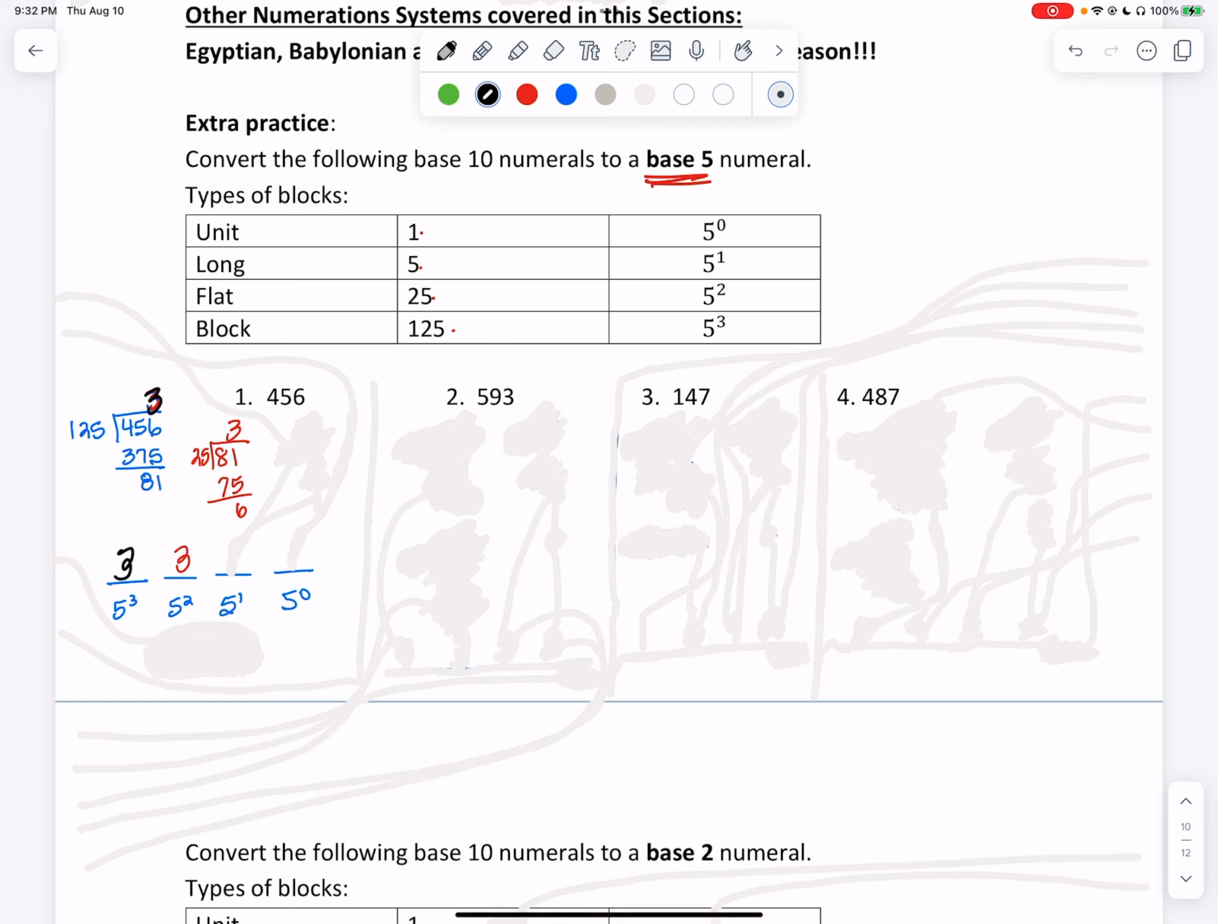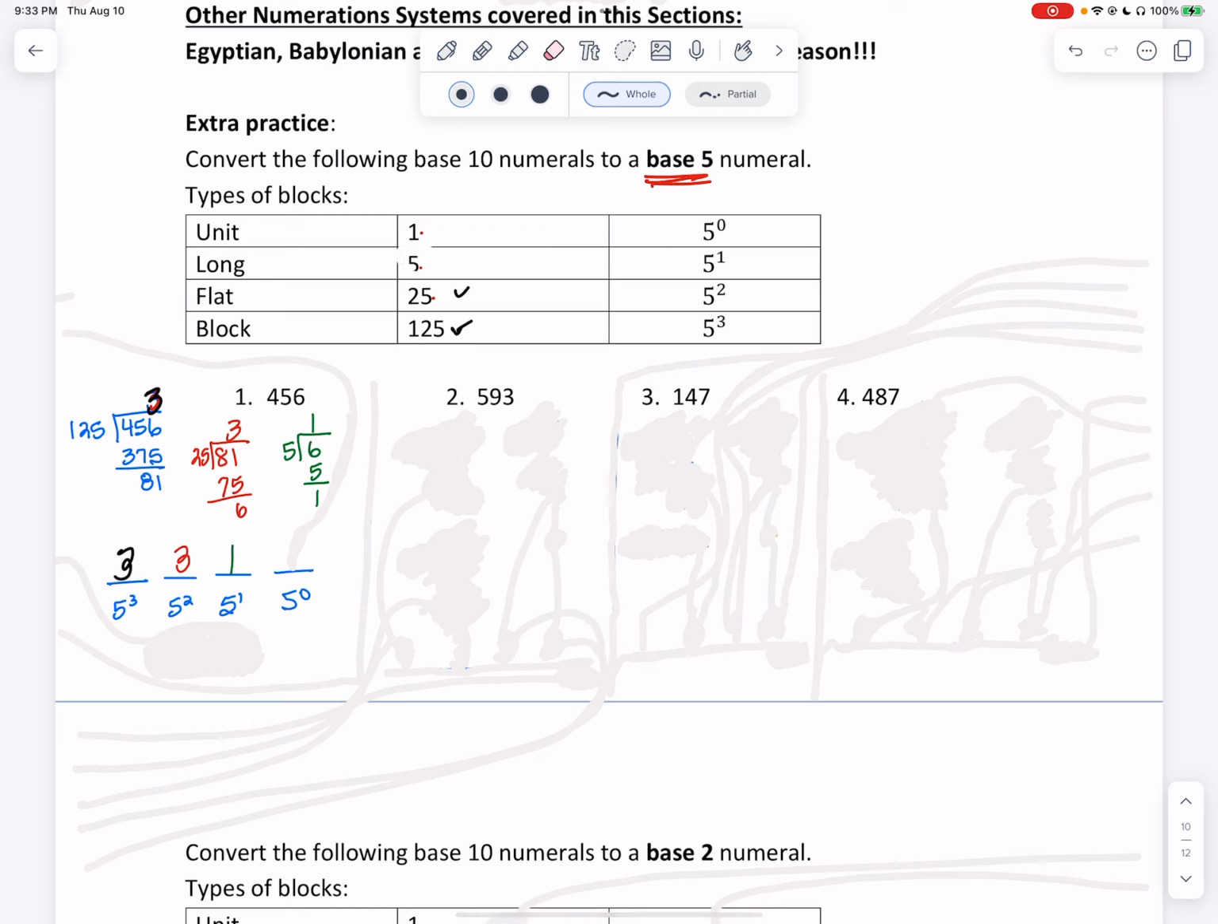Okay, so now we're going to take 81. This time we already divided by 125, so we did that one. So this time we're going to divide by 25. Okay, and we have 3 there. So I put my 3 in. Notice what I have left over. I've got my 6. So I'm going to do another division problem. Okay, so there's my other division problem. So I put the 6 in there.